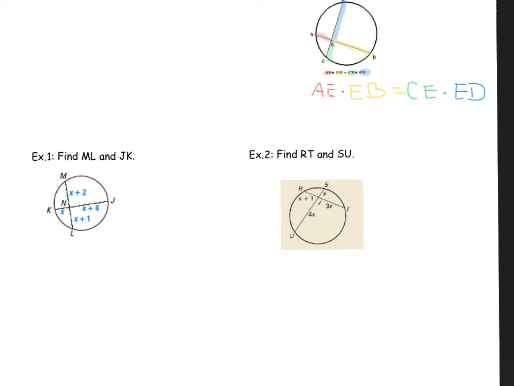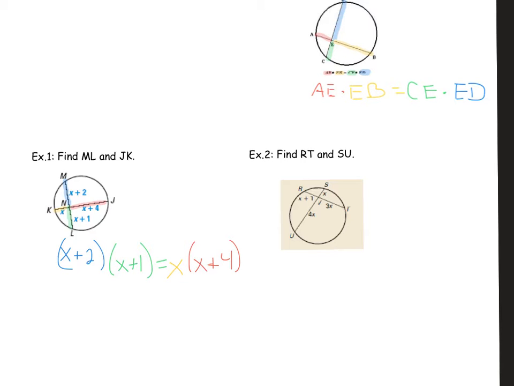Okay, so let's look at some examples here. In example 1, we have 4 segments of the chord again. I'm just going to highlight them so you know where I'm getting this information from. Because these chords are intersecting in the interior, or inside the circle, I know that I have to multiply the two pieces of each chord together. So I know that x plus 2 times x plus 1 will have to equal x times x plus 4. I color-coded that so you can see where from the diagram I'm getting that.